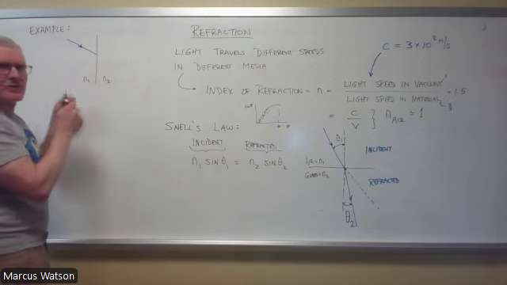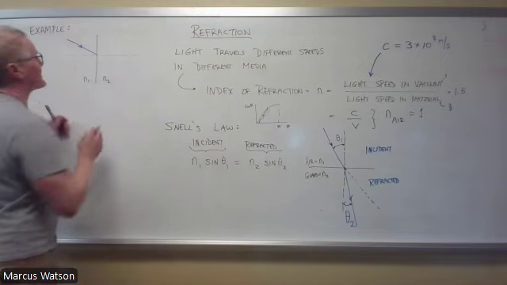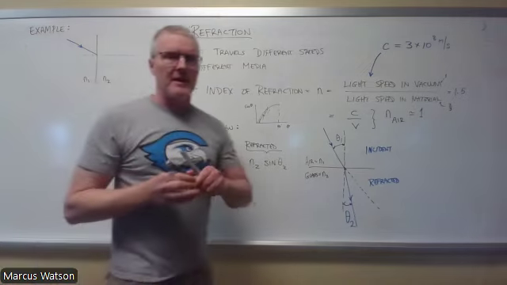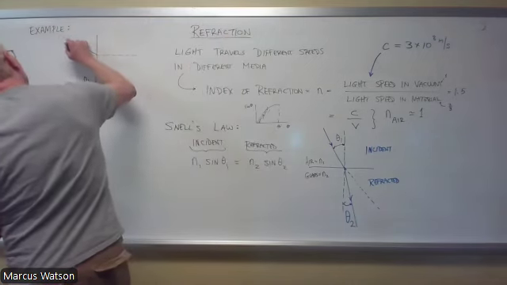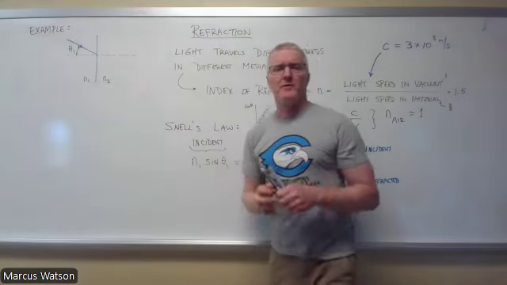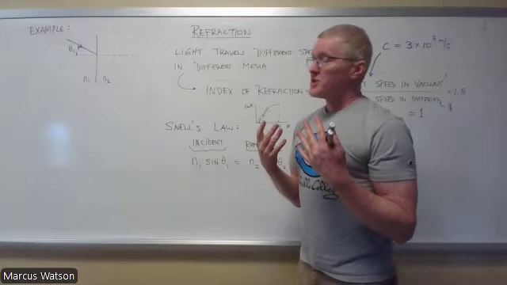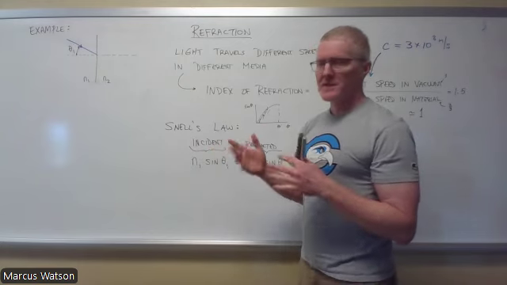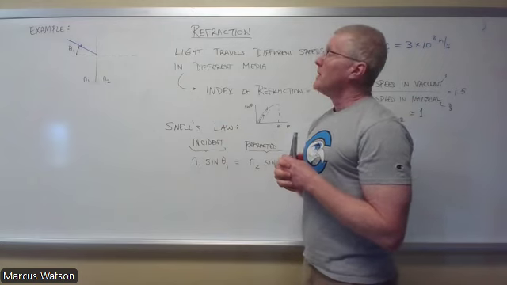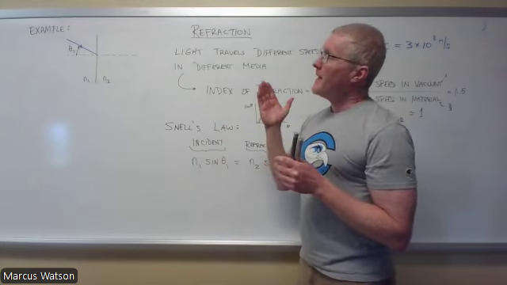This is N1. This is, of course, my incident side here. If I'm going to drop a normal here, like so, then I can measure this angle. This is theta 1, right here. And so the first question we could say here is, suppose that I know the index N1. Say it's something like 1.7. And I have light incident on this boundary at an angle of like 30 degrees.